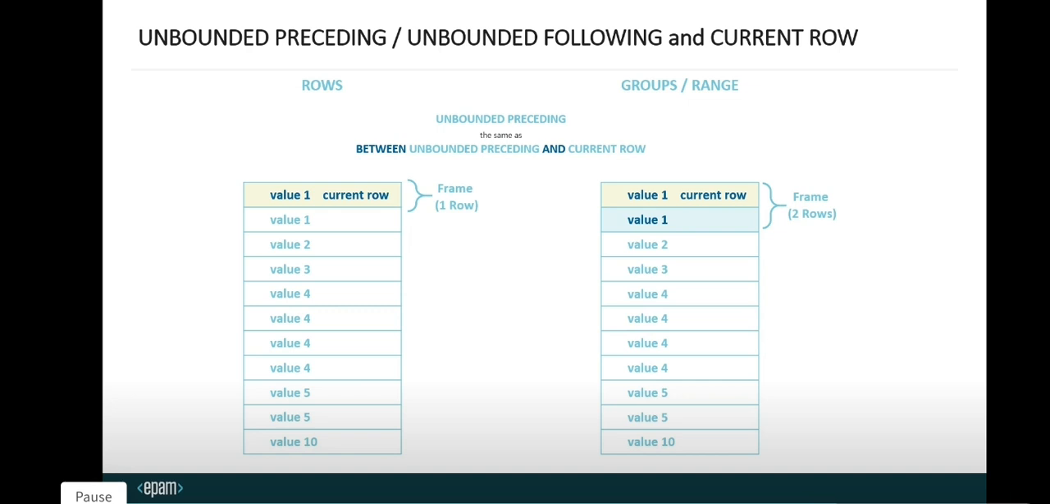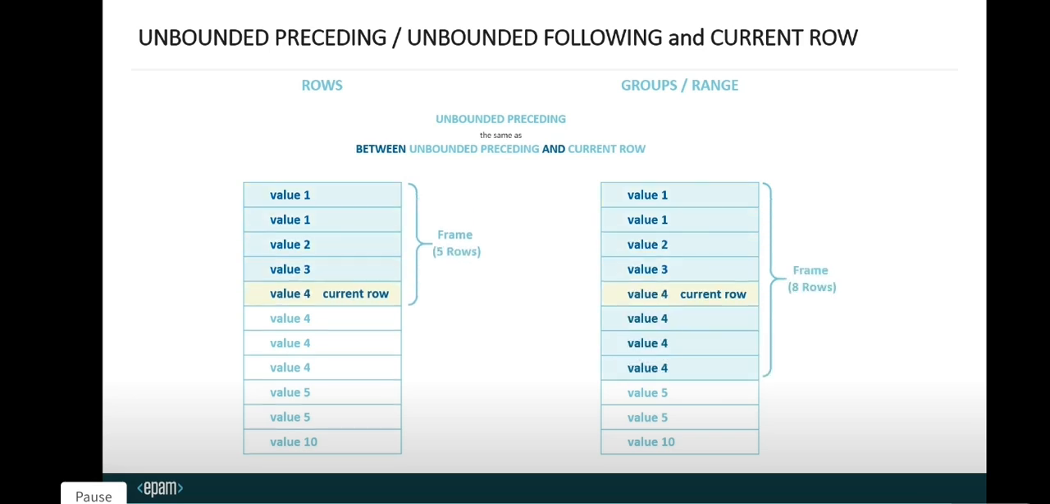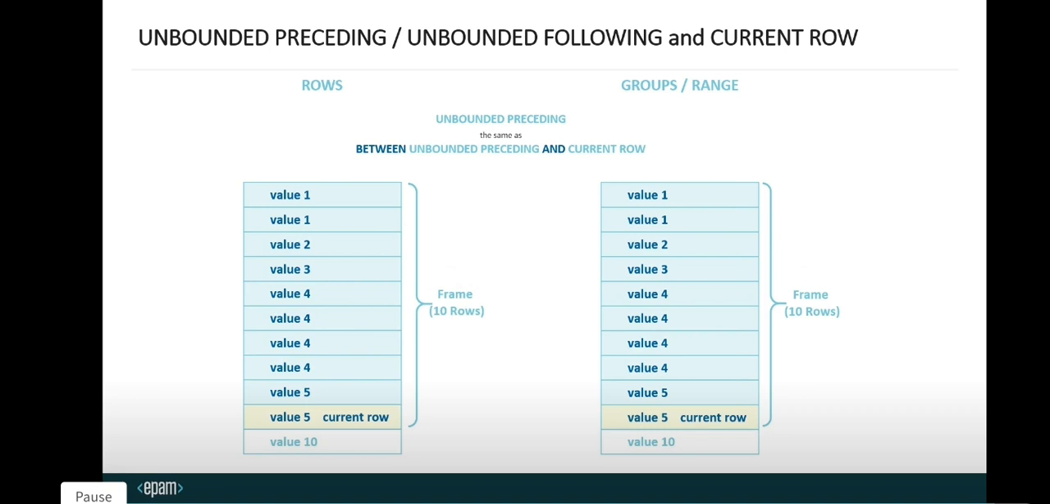At the moment when the current row matches the first line of the partition, the frame consists of two lines for range and groups because the first and second lines are related. In rows mode, the frame consists of one line, the current line. The moment the current line moves down, we see the number of lines in the frame increase. The beginning of the frame is fixed. The end of the frame moves with the current line.